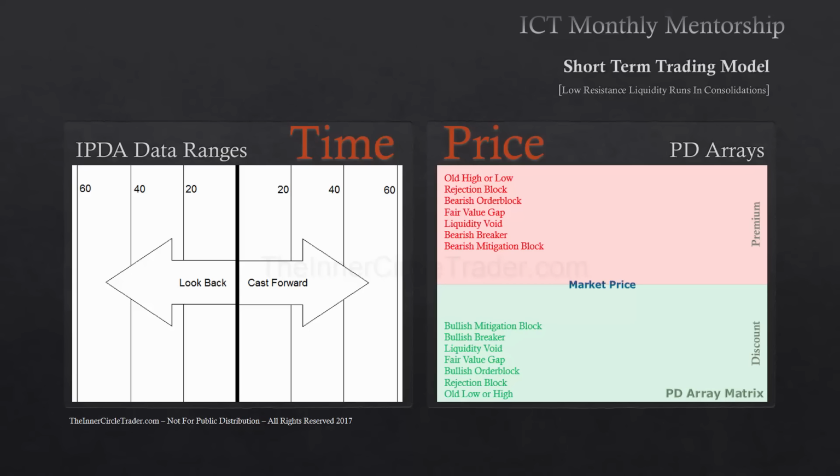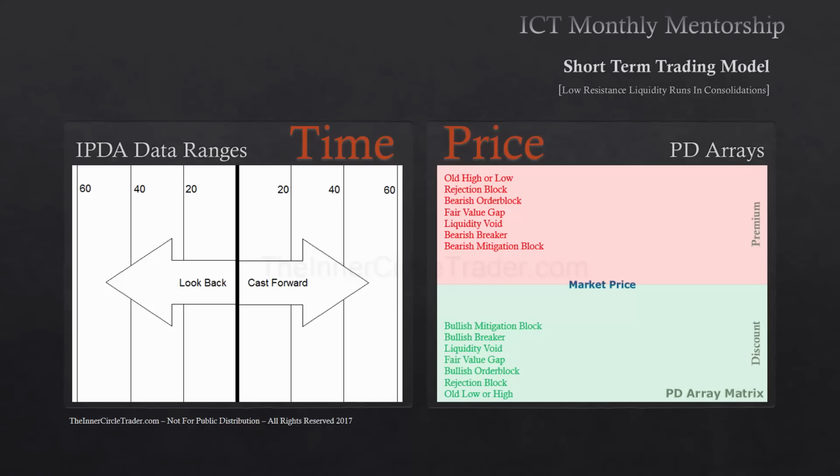So for short-term trading, we will excel in the range of the last 3 months. The data range of 60 days is our look back period, and it's going to comprise every element that we need to frame a short-term trade or one shot, one kill.